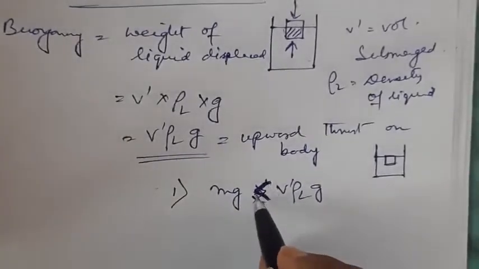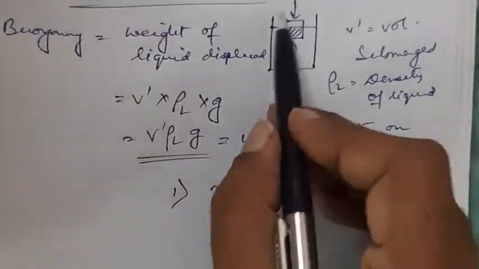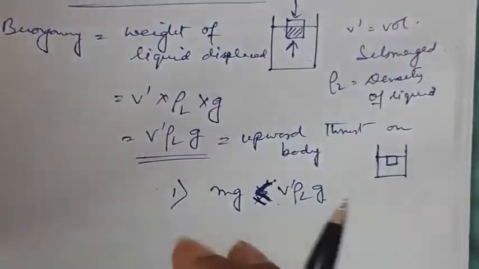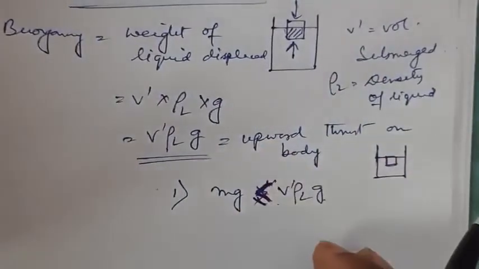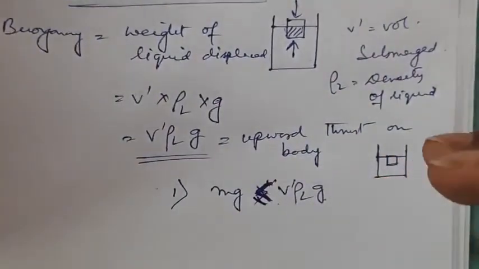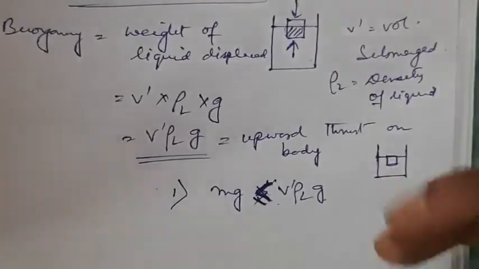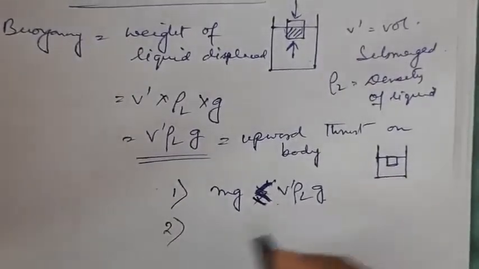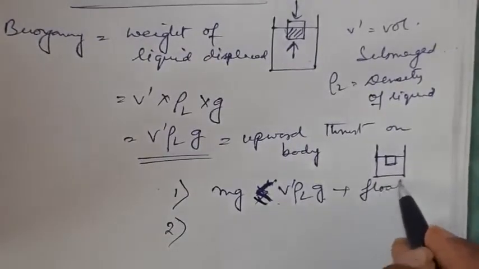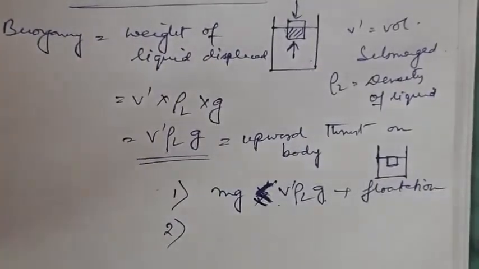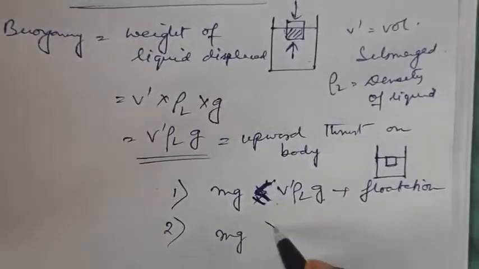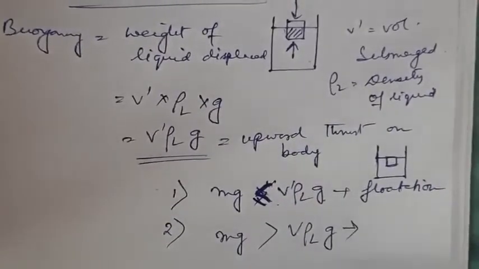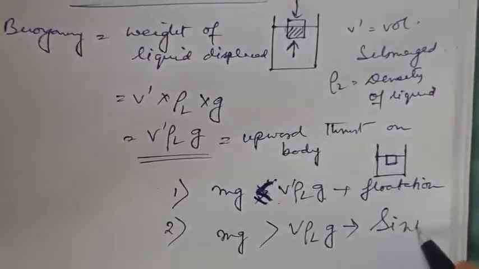So mg less than V dash rho L g means in this case some part of the body will be above the liquid. But for mg equal to V dash rho L g, the body will float, but the top surface will lie beneath the liquid. This is the condition of flotation. And if mg is greater than V dash rho L g, that means the weight of the body is more than the upthrust, then the body will sink. Very simple.